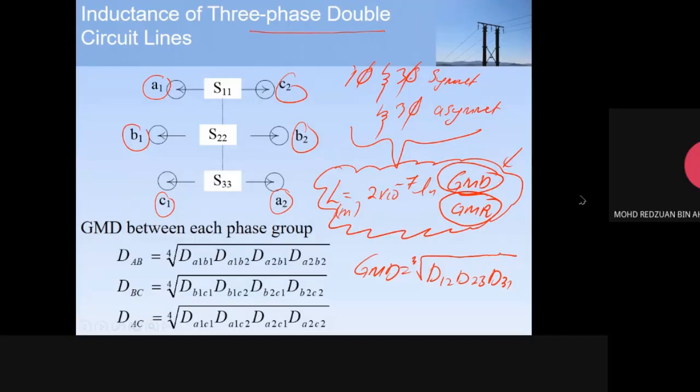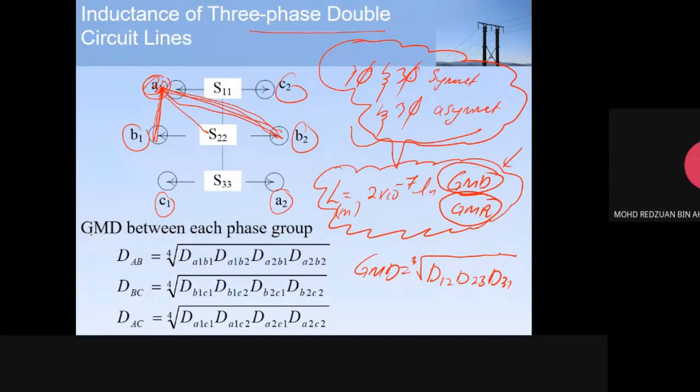Okay, this is GMD for a three-phase symmetrical or asymmetrical line. But in this case, we have two combinations. Let's say A to B. We have A to B1 and A to B2, because we have two elements of A and two elements of B and two elements of C. So how to calculate DAB?